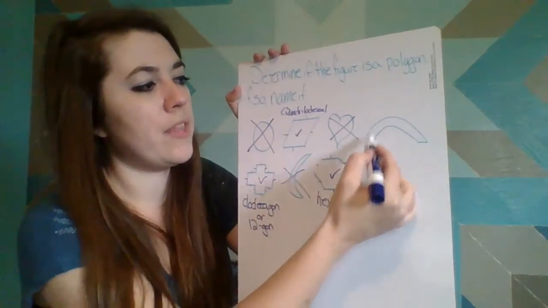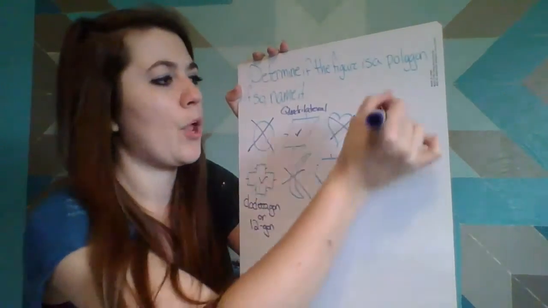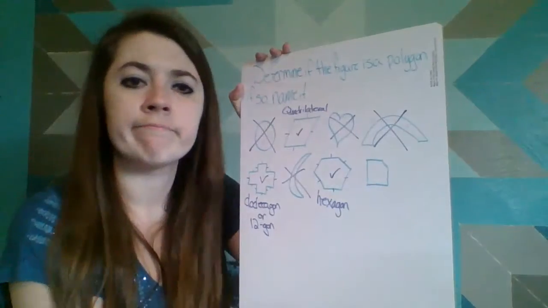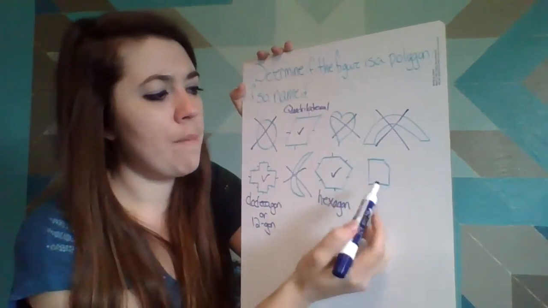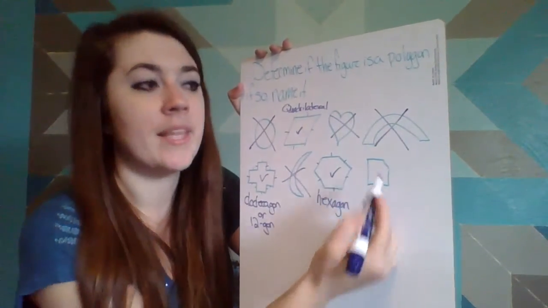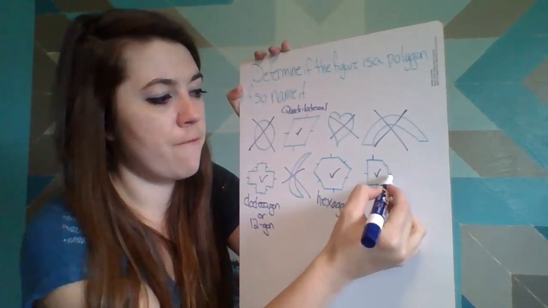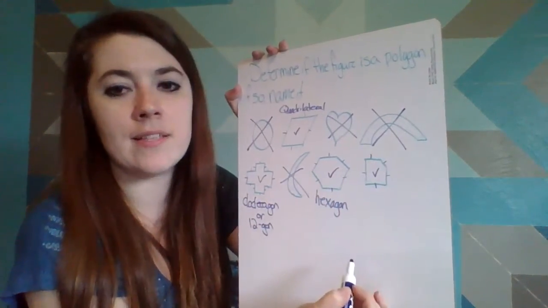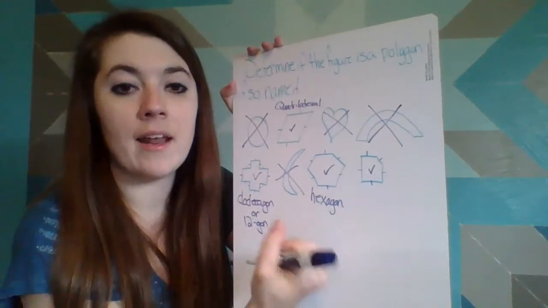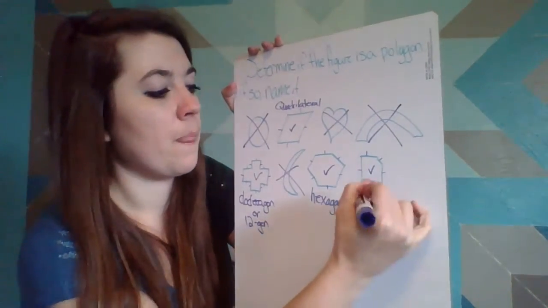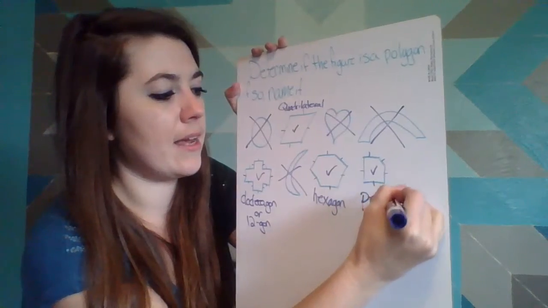Excellent. What about this shape up here? Is it a polygon? Nope, it's all curvy. Doesn't work, not straight sides. What about this one here? Yes, it is a polygon. It has 1, 2, 3, 4, 5 sides. So it's a five-sided polygon called a pentagon.